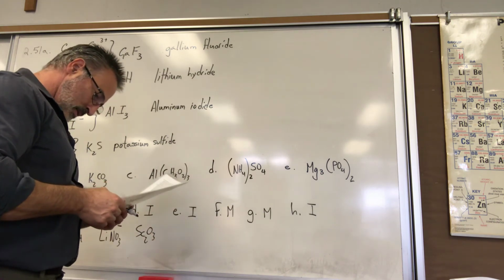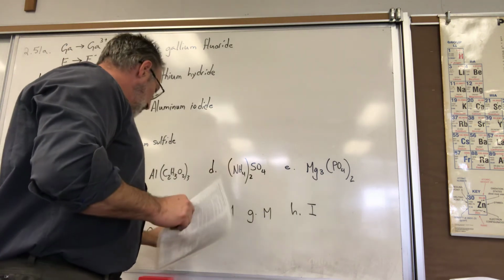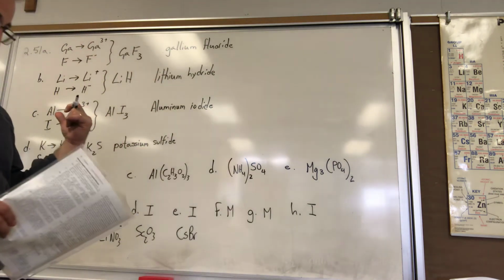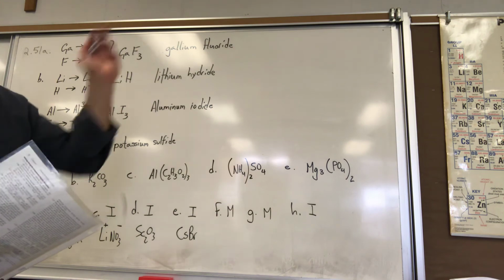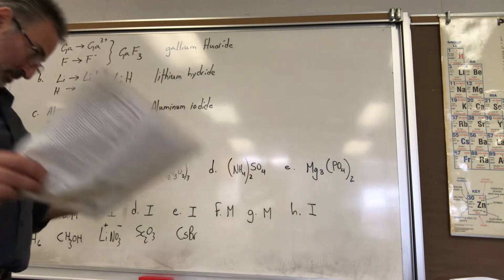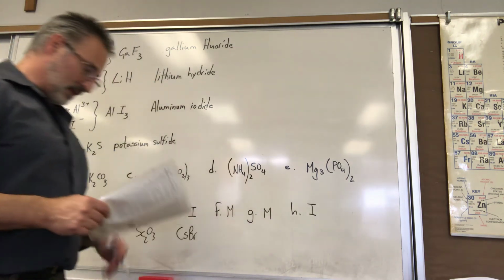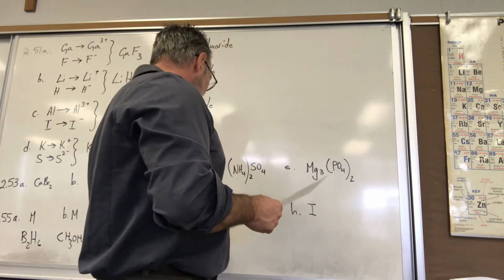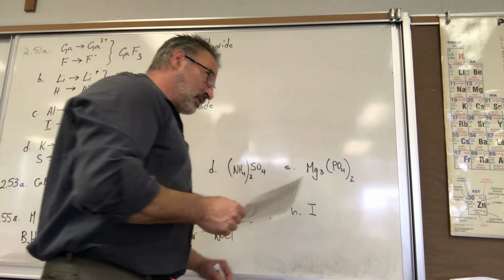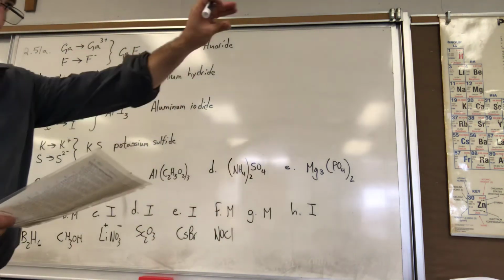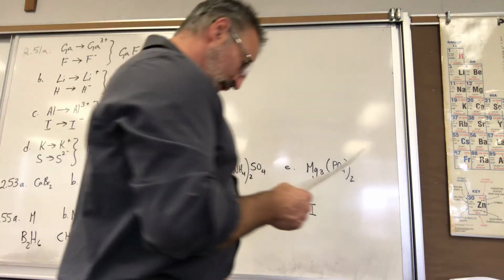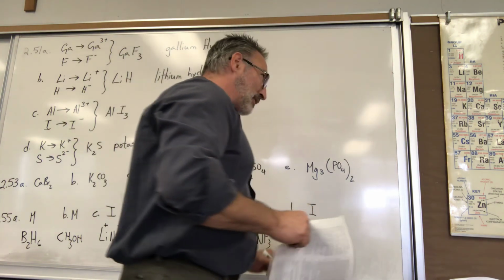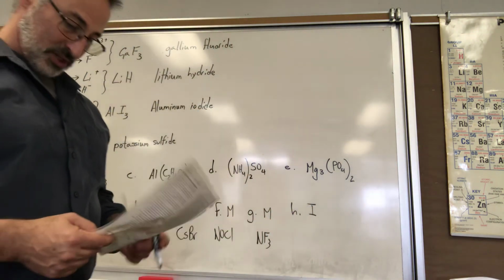E is cesium bromide. Again, they're far apart on the periodic table. Cesium is a metal on the left-hand side in group 1, and bromine is in group 17. They're about as far apart as they can be, so they're going to be ionic. F is NOCl. That's a molecular compound. Nitrogen, oxygen, chlorine are all grouped together very close on the periodic table. G is NF3, again a molecular compound. Nitrogen and fluorine are pretty close together on the periodic table.